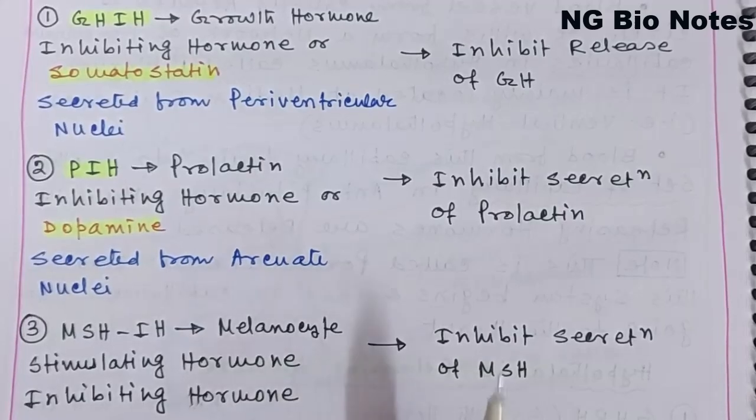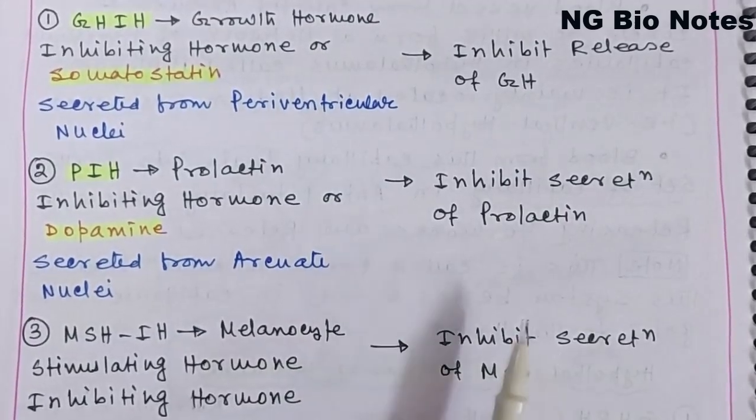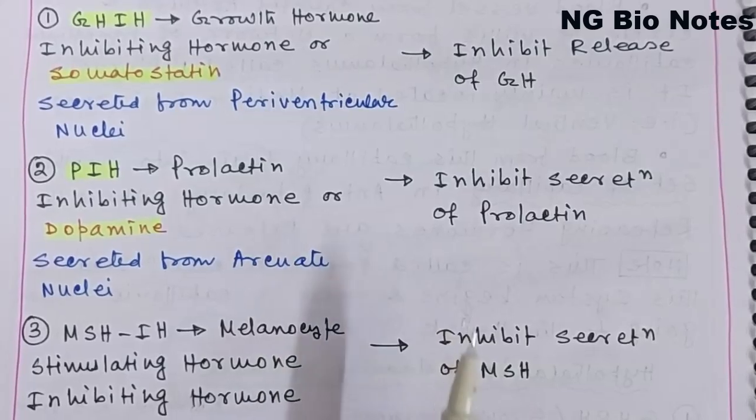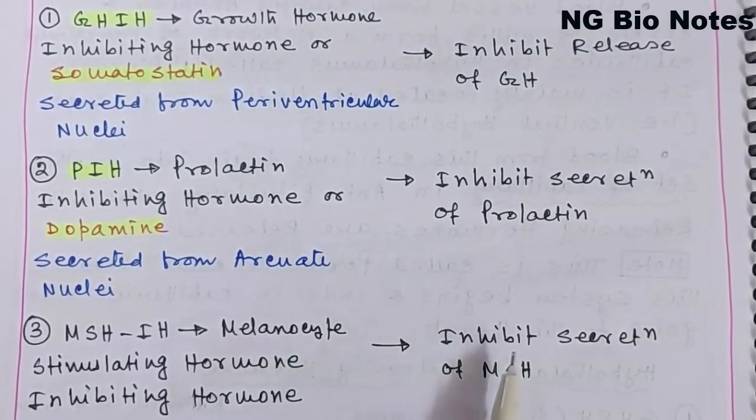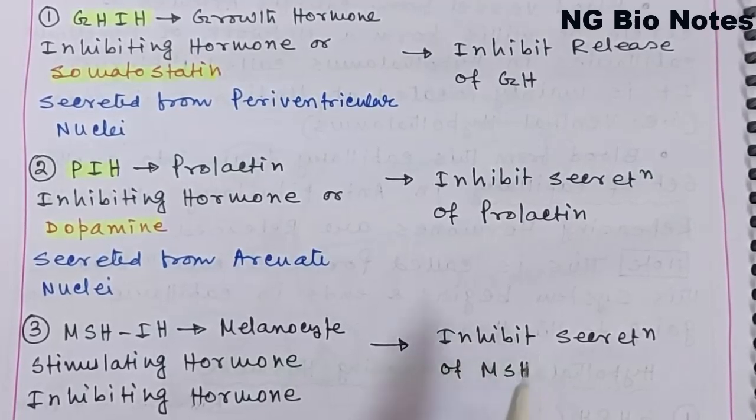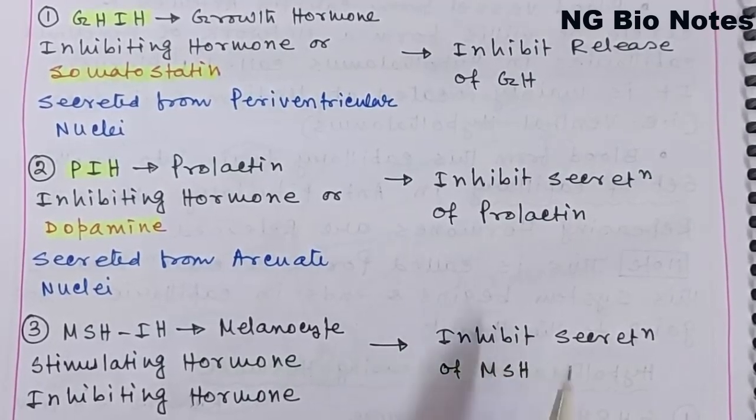These are the different types of hormones secreted from the hypothalamus and carried by the hypothalamo-hypophyseal portal system into the adenohypophysis, where they activate or inhibit the adenohypophysis for secretion or inhibition of its hormones.